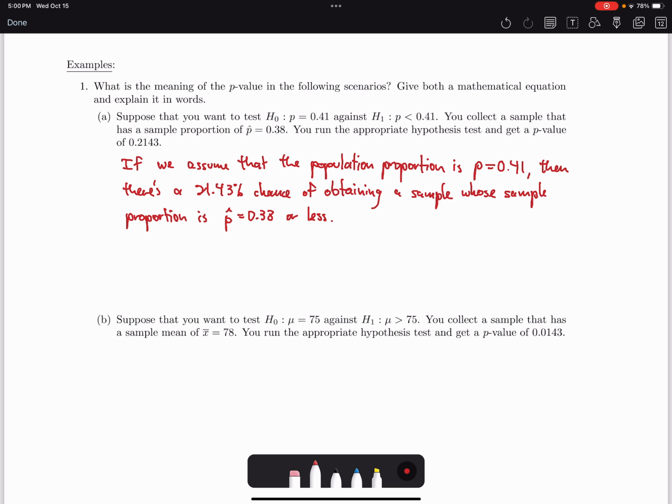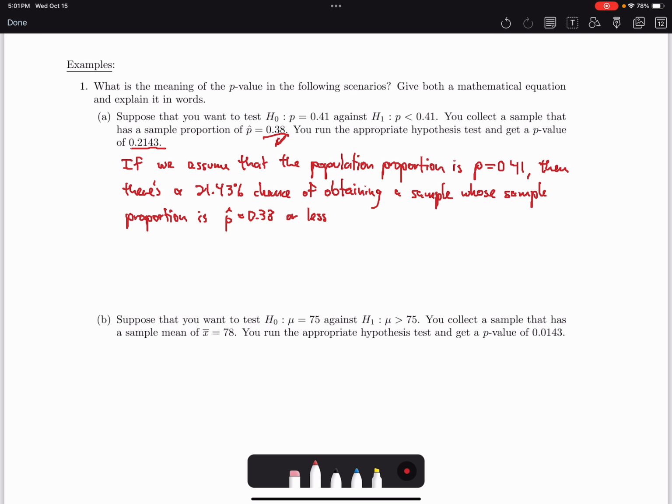Okay, so your interpretation could say something like this. If we assume that the population proportion is p equals 0.41, then there's a 21.43% chance of obtaining a sample whose sample proportion is 0.38 or less. Why or less? Well, because if 0.38 is strange, then anything smaller than that would also be strange, since 0.38 is less than the null value. So if 0.38 is strange, anything smaller than 0.38 would also be strange.